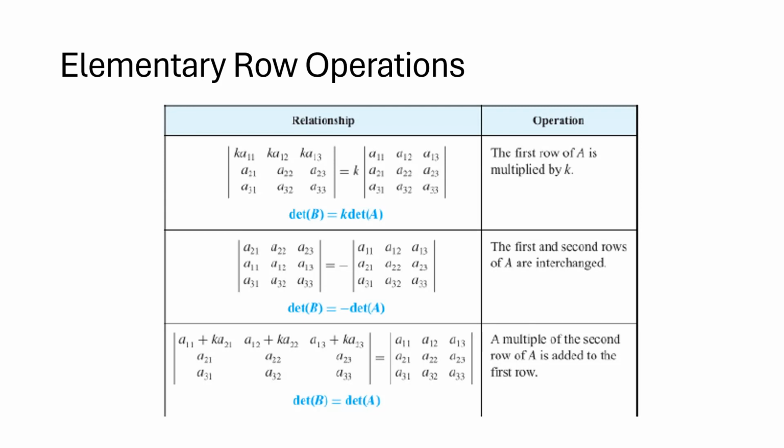Now you have here the operations. This is the table where the illustration of theorem 2.2.3 is presented. The first row of A is multiplied by scalar k, then the first and second rows of A are interchanged, and then a multiple of the second row of A is added to the first row. So this is the illustration of the theorem presented on the previous slide.